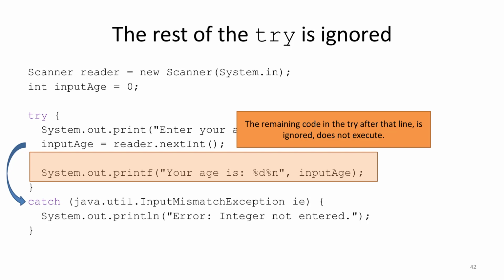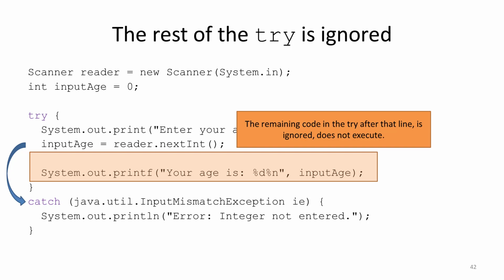The remaining code in the try after that line is ignored. It does not execute. So if the exception happens, then the "your age" print does not execute at all, because the point of execution jumps down to the catch and then executes the code in the catch block. In our class, the programs are relatively small. So if an exception does get thrown, typically we want nothing else to happen in the program. So we will have nothing after the catch block. Later on, I will show you how to forcefully terminate a program, but it is important to understand program flow before abruptly terminating the program.